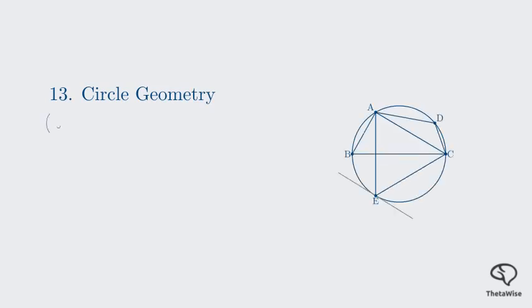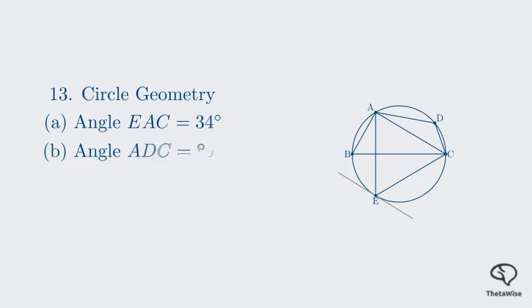Now for question 13, on circle geometry. For part A, we find angle EAC. The angle between tangent FG and chord EA is 34 degrees. By the alternate segment theorem, this equals the angle in the alternate segment. For part B, angle ADC is found using properties of segments and the given angles. In this case, angle ADC is 89 degrees.